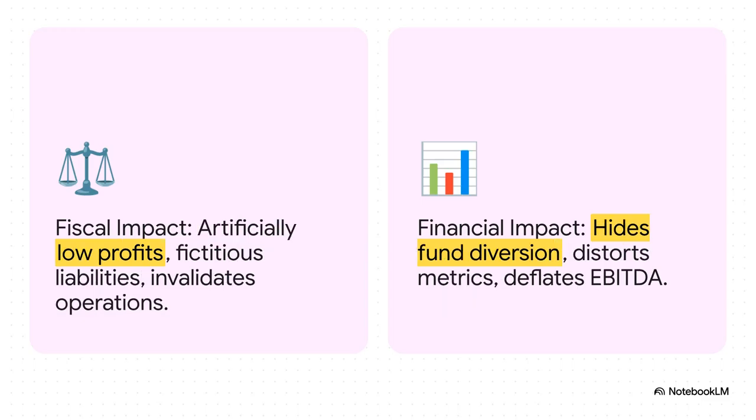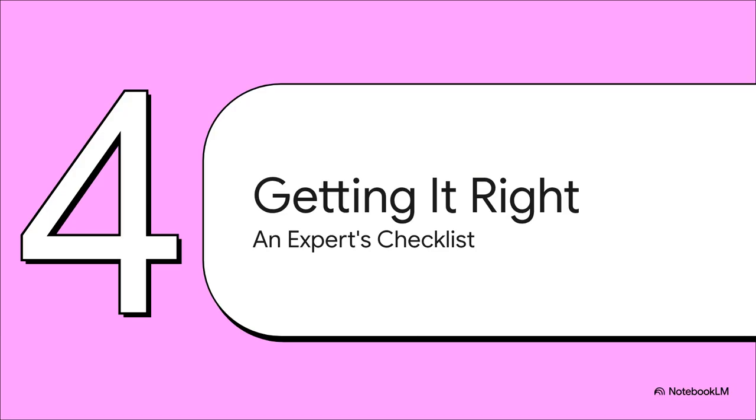But what about the other way around? Booking too much is just as bad. Now your profits look artificially low and performance seems way worse than it actually is. This creates fake liabilities. And on the financial side, it can get really shady. People can use this trick to hide the fact that they're siphoning money out of the company. So you can't be too optimistic, you can't be too pessimistic. It's a tightrope. So how do you walk it?